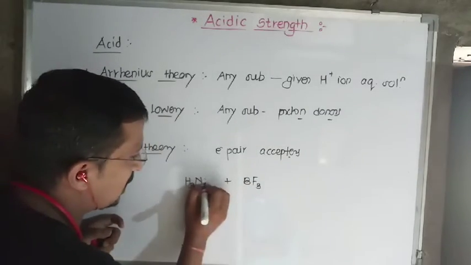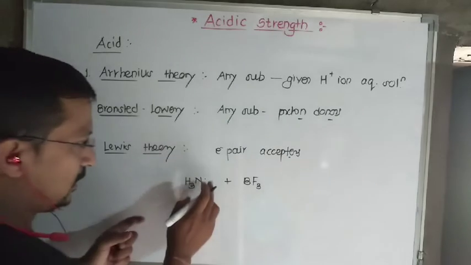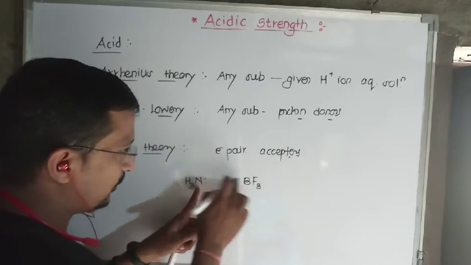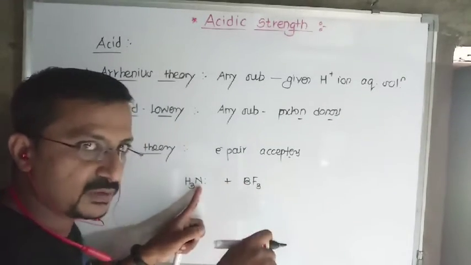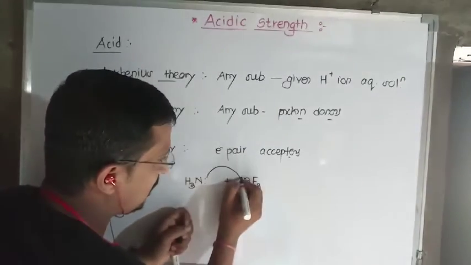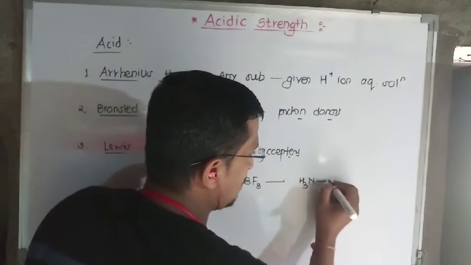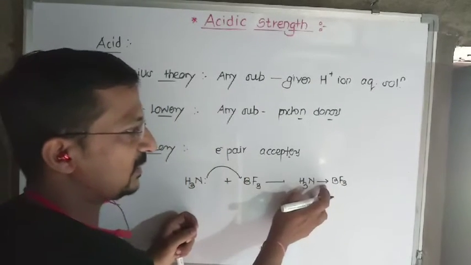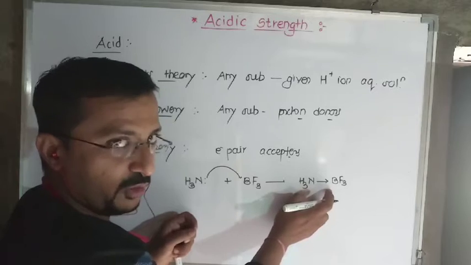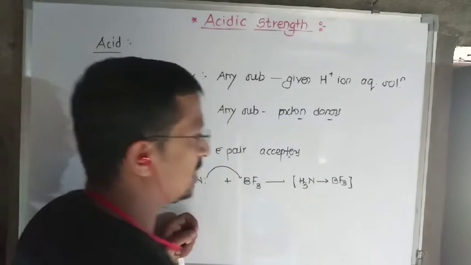boron trifluoride. Ammonia contains a lone pair of electrons. Now the lone pair of electrons is donated to the electron deficient boron. In BF3, the central atom is boron, which is electron deficient. So the lone pair is transferred and results in the formation of H3N-BF3. In the old concept, it shows a coordinate dative bond is there. One complex is formed.